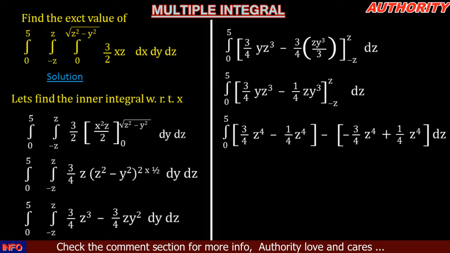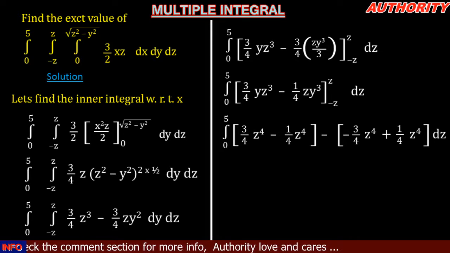Good. That means we're going to have z times z cube. Z times z cube is going to give us z raised to the power 4. Then we have minus 1 all over 4 z. In place of y, we replace it with z. That means we're going to have z times z raised to the power 3. It's going to give us z raised to the power 4. Okay, this is for the upper limit, and then we put this in bracket minus the lower limit.